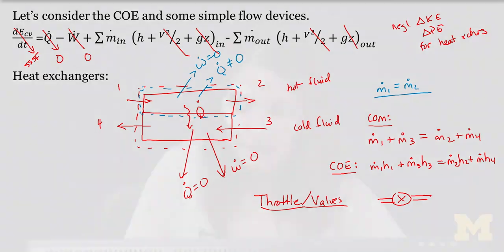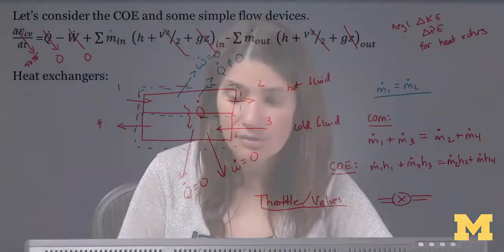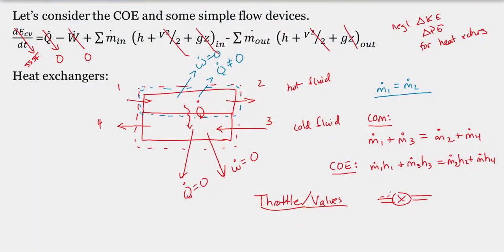These are really funny devices. Their purpose is not to do work. Just like my nozzle, my diffuser, there's no heat transfer. The fluid really doesn't have time to change temperature as it goes through the throttle. So if I draw my little control surface here, we rapidly see, okay, well, there's no work. There's no heat transfer. Okay. We're going to, again, neglect kinetic and potential energy changes. We have one mass flow rate into and out of the system.